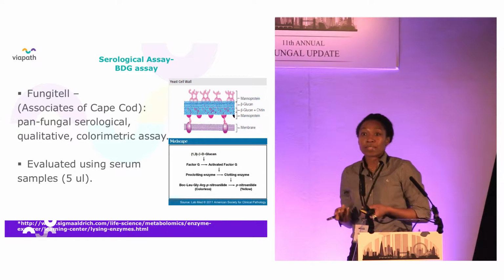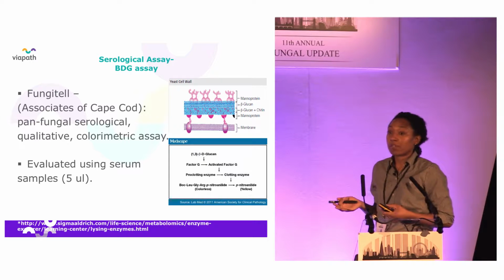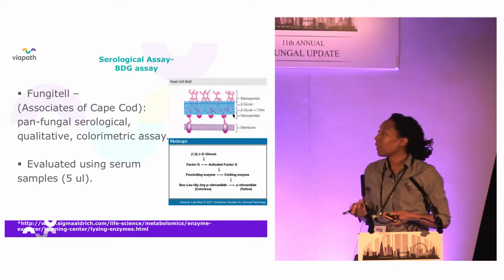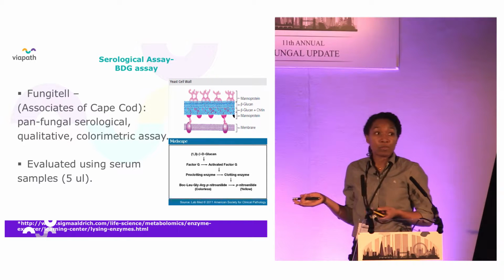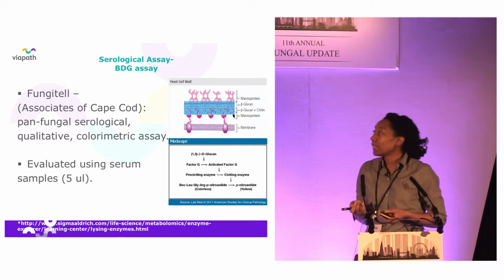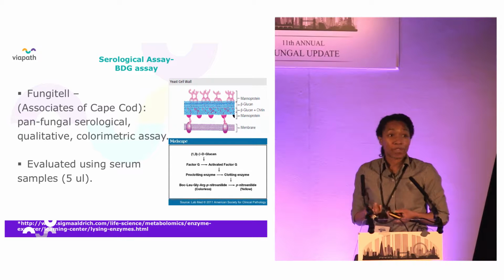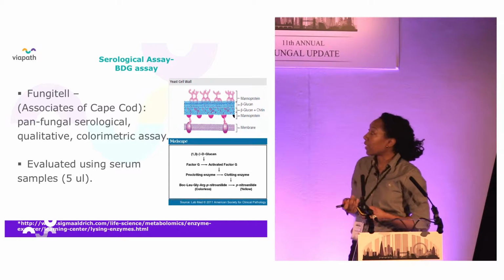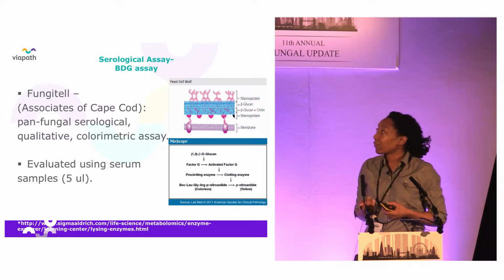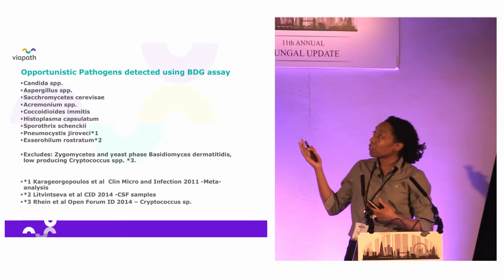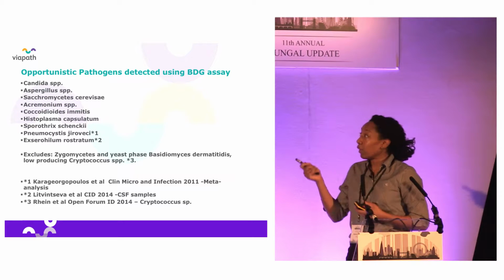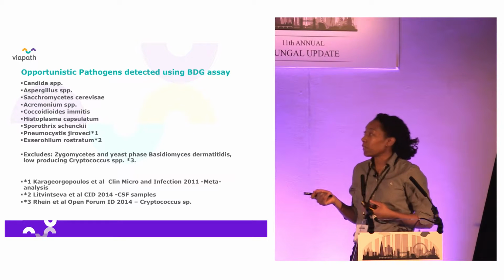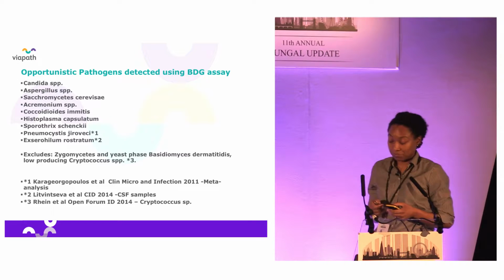The beta-D-glucan assay is very good. It's a pan-fungal assay as opposed to the galactomannan, which is specific for Aspergillus. The beta-D-glucan, again, only requires a small volume of sample. It has a high negative predictive value, as we've heard already, and again, a very nice rapid assay to use. However, it is pan-fungal, so it's able to detect a multitude of pathogens, excluding zygomycetes, basidiomycetes, and cryptococcus.